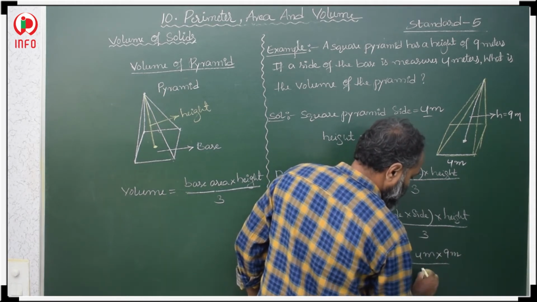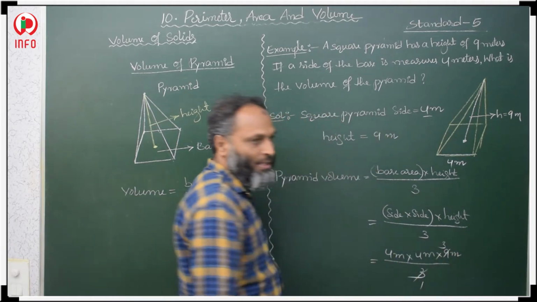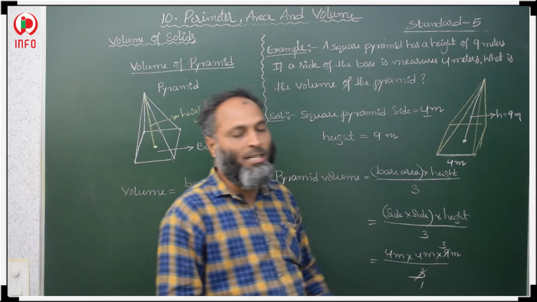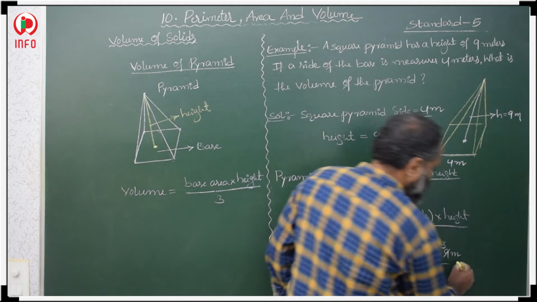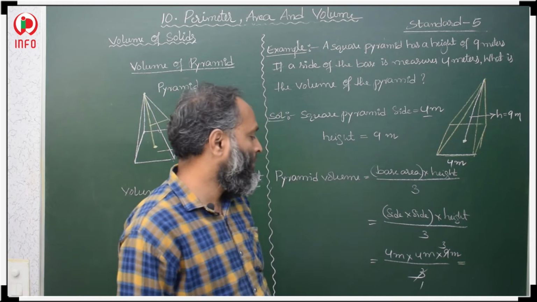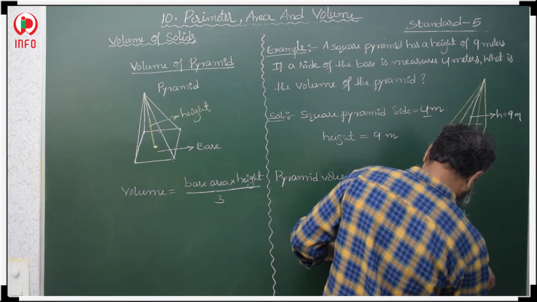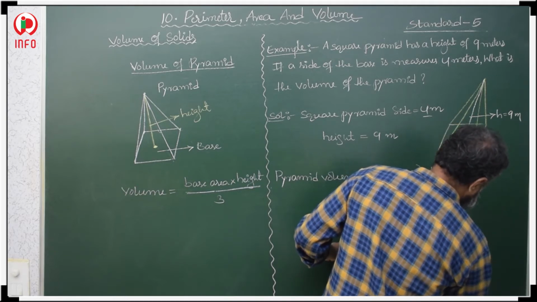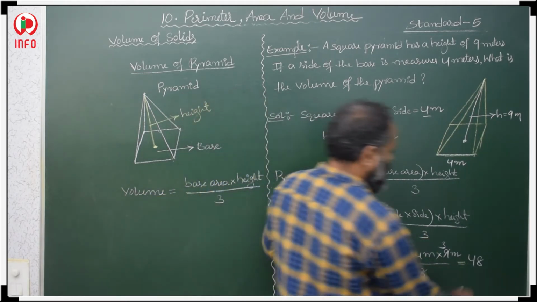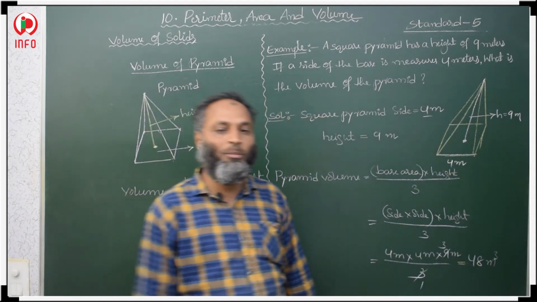Divided by 3. Now 3 1s are 3, 3 3s are 9. Now 4 4s are 16, 16 3s are 48. Meter into meter into meter, meter cube. 16 3s are 48 meter cube, okay.